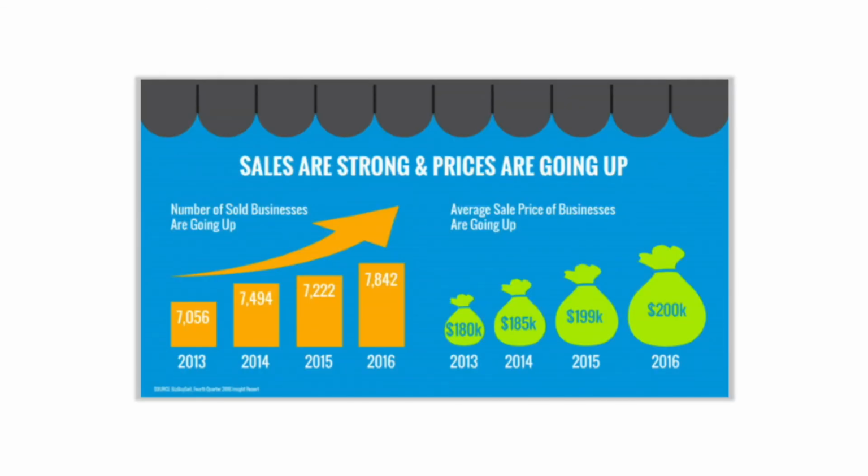Here's another one. The story they want to tell is right there in the title. Sales are strong, prices are going up. But is it a true story? The numbers in this visual are not connected to the sizes of the graphics. Compare the bar size of 2014 to 2015. According to this visual, 7,222 is larger than 7,494. That's just inaccurate, and the graph distorts this reality.